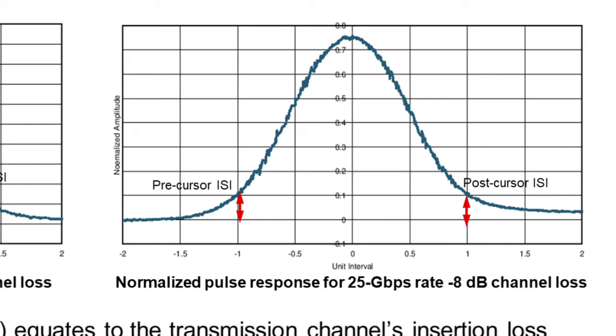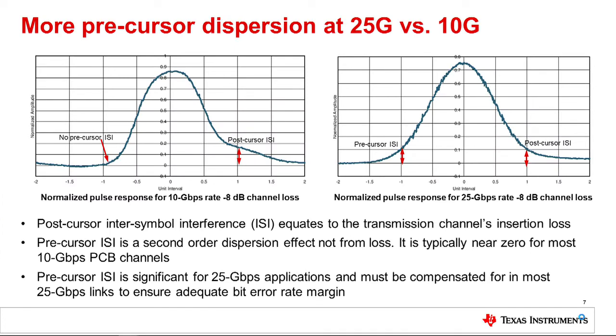What this means is that a data bit is spreading in time in such a way that it interferes with the adjacent bits being transmitted. If not compensated for, this signal effect can lead to transmit data bit errors.